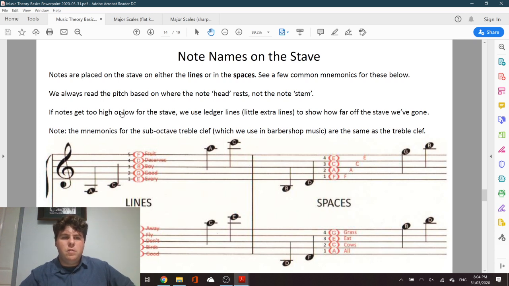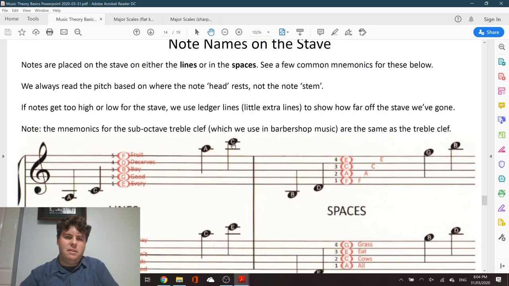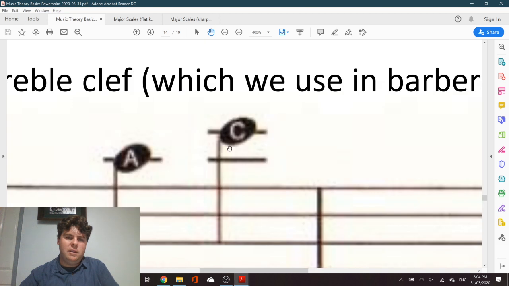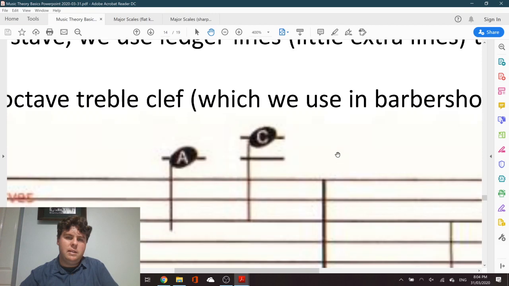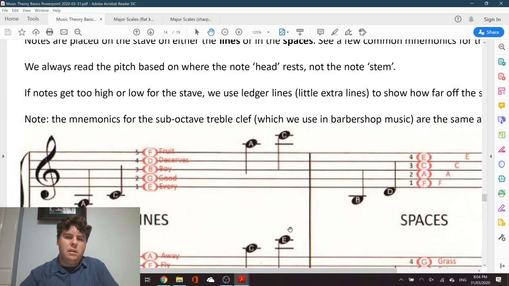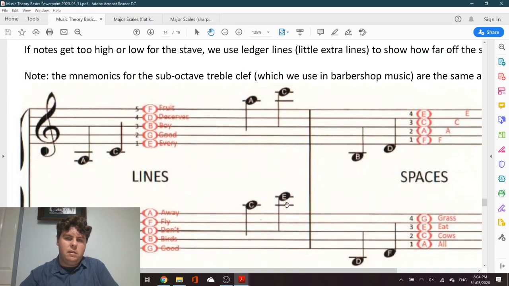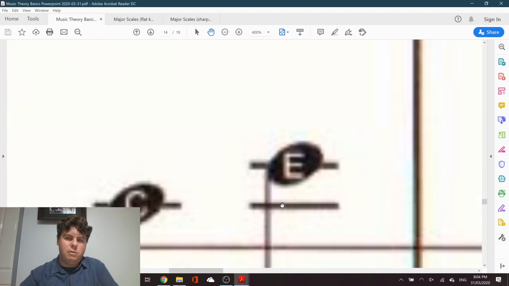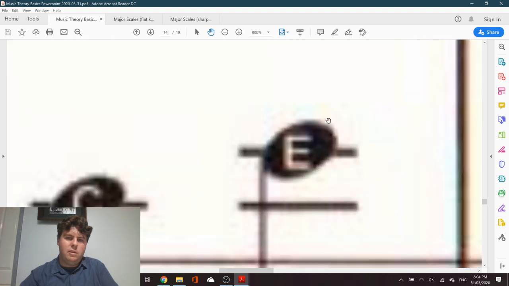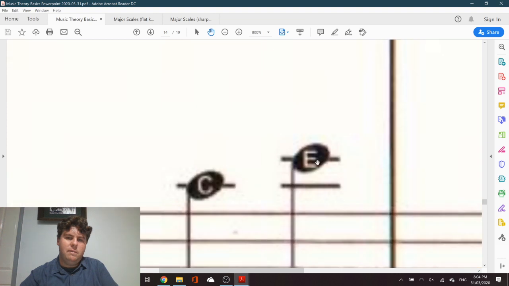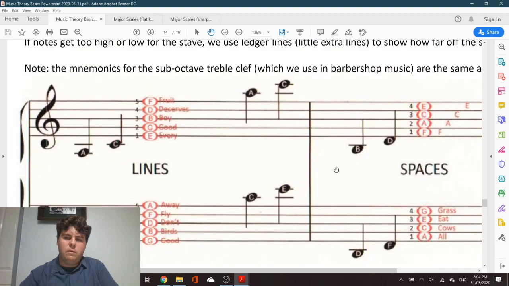If notes get too high or low for the stave, we use ledger lines, which are little extra lines, to show how far off the stave we've gone. If you're a tenor, you might sometimes have to sing this very high C. They use two ledger lines to show you exactly how high you've gone. If you're a baritone and you're singing Throw Your Arms Around Me, then you'll probably be pretty familiar with this note here, this E, which is kind of high for a baritone.